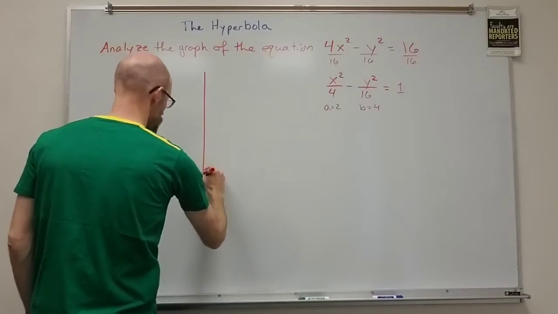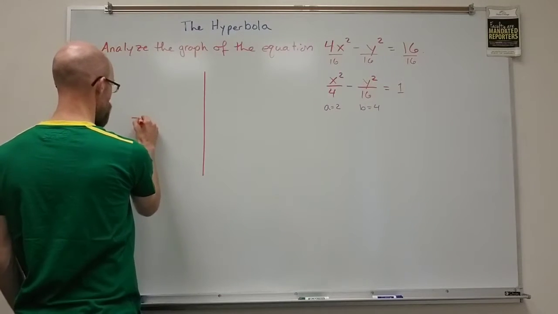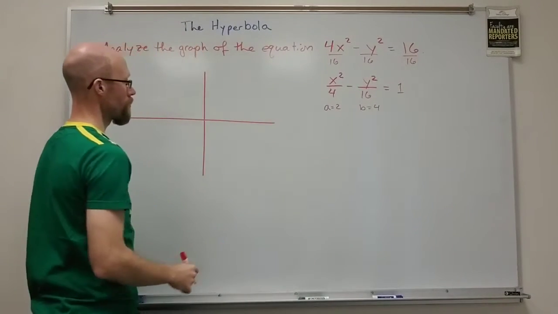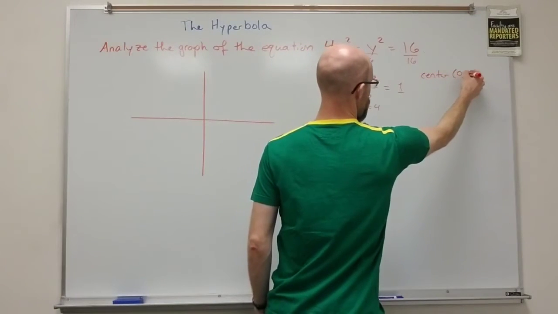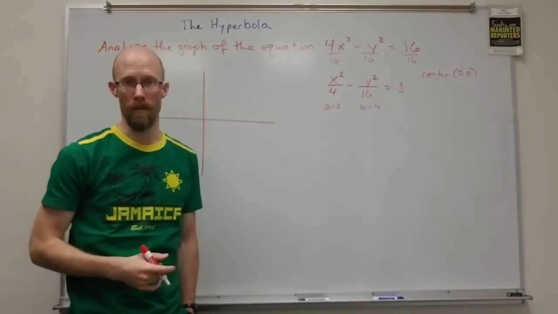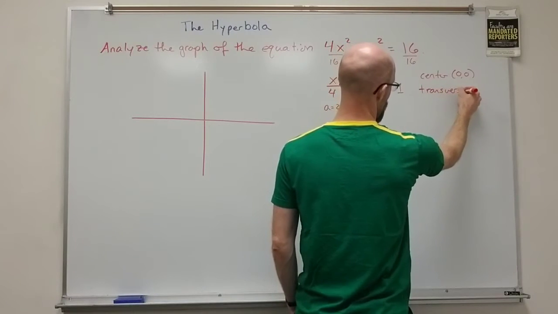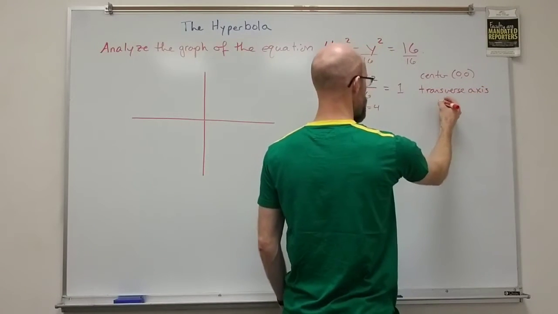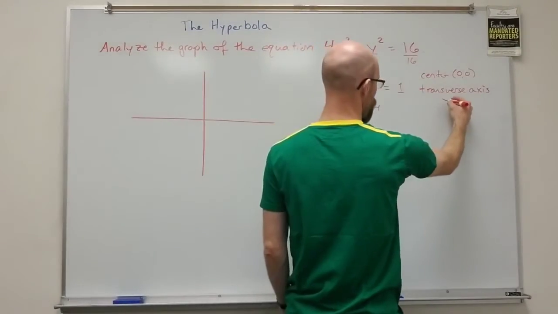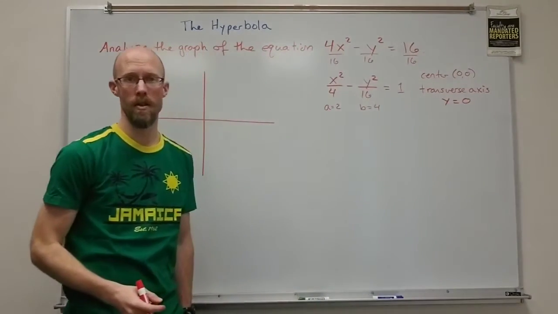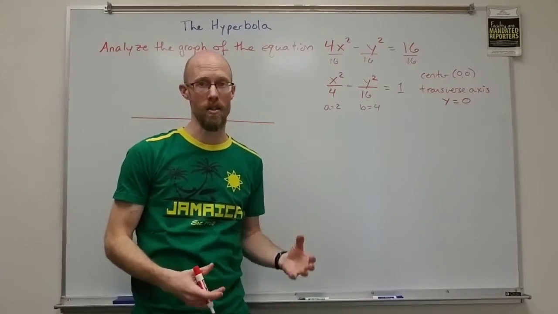I'm going to go ahead and get the graph going, and then I can find all the other information as I go. Well, first of all, maybe I will list off a few things. Obviously, the center is at (0, 0). That one's pretty obvious. There's no shifting involved here. The transverse axis, that's going to be the x-axis, and we usually use an equation, so we use the equation y equals 0 for the transverse axis. The conjugate axis is going to be the y-axis, or x equals 0.